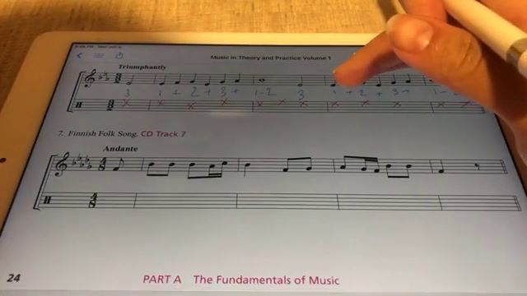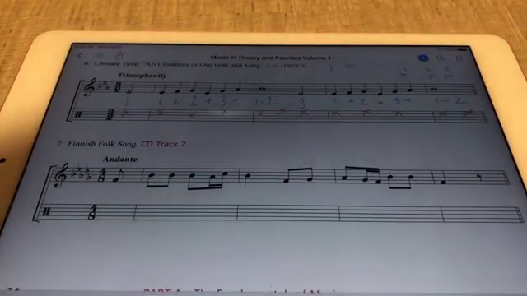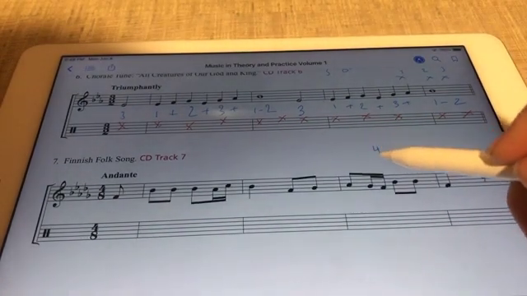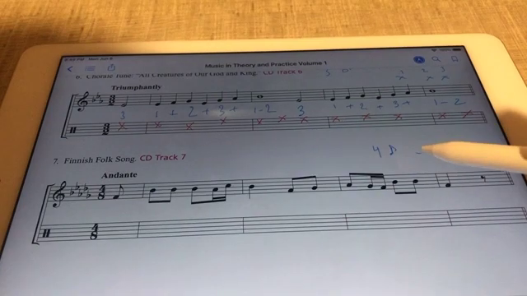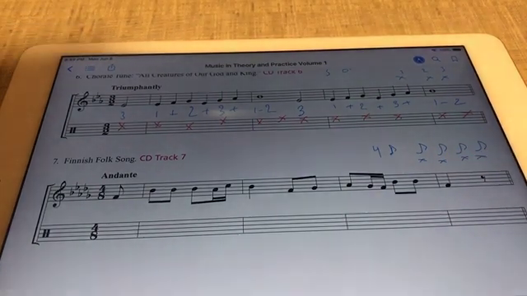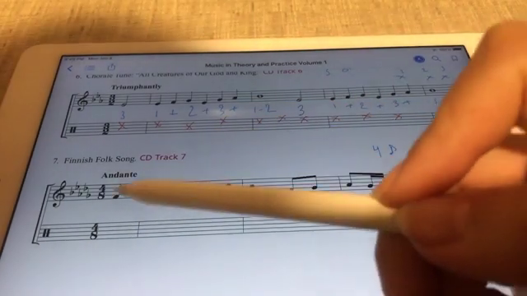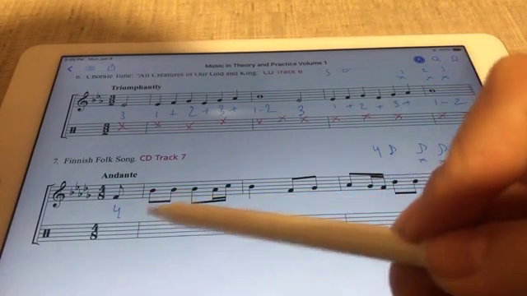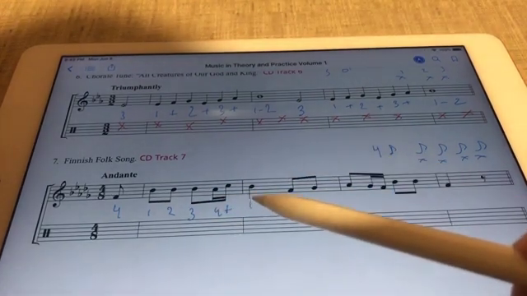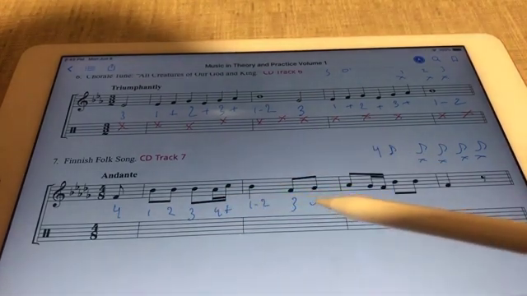Continuing. 4/8 means I have 4 eighth notes. Each one is equal to 1, therefore each one takes the pulse. So here I have 4, 1, 2, 3, 4 and 1, 2, 3, 4.